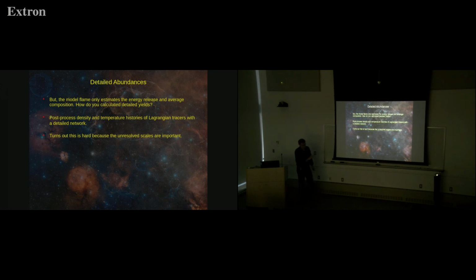Okay, so now we've described the energy release and these scalars, but what we want to do is get detailed abundances out of that. So the flame model estimates the energy release and average composition. It's in a hydrodynamics code, so you get the temperature out of it. But how do you calculate the detailed yields that we want to make the spectrum? And the answer is that we post-process density and temperature histories of Lagrangian tracers with a detailed network, and this turns out to be hard too, because your flame doesn't capture the right scales.